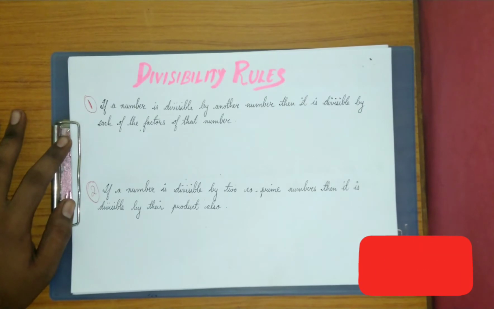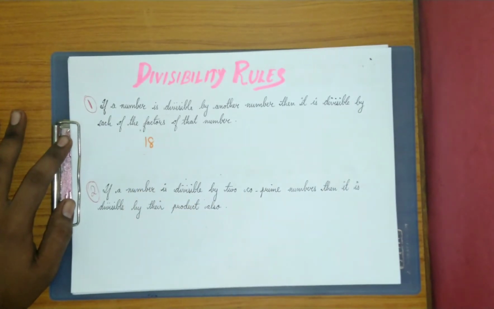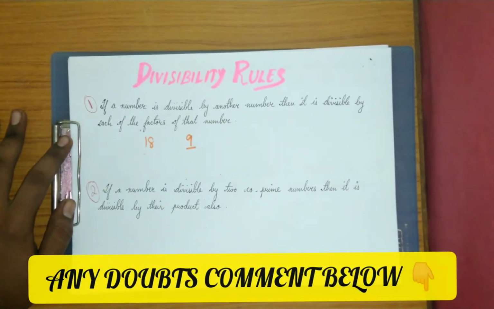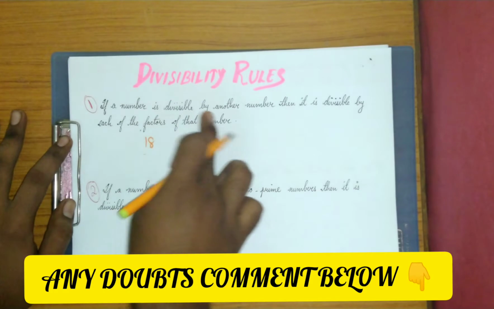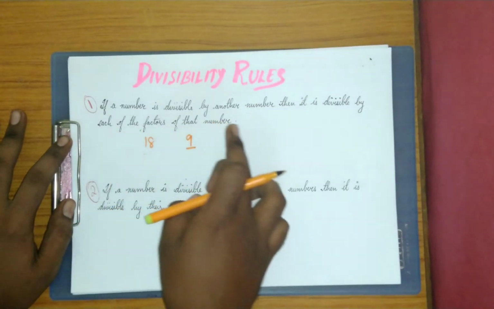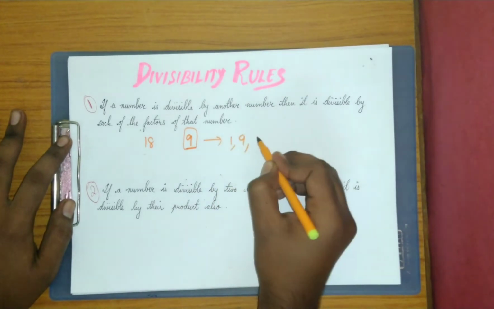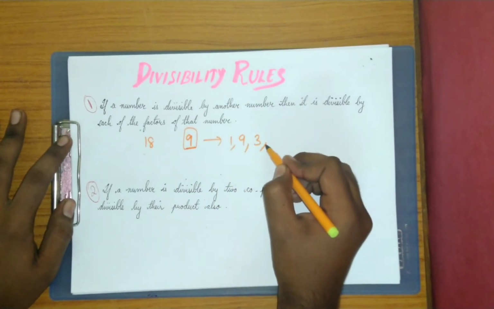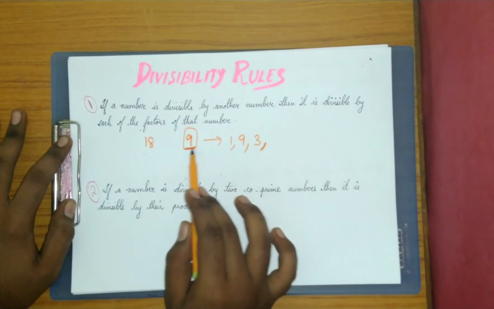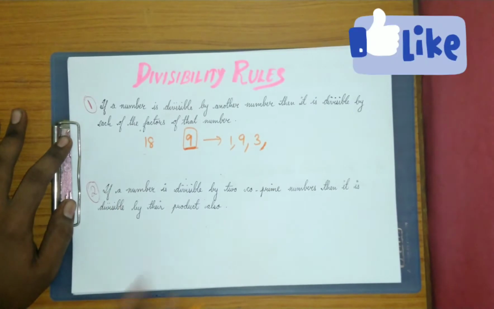So we'll take up one example. We'll take 18 as the number. 18 is divisible by 9, right? If a number is divisible by another number, that means 18 is divisible by 9, then it is divisible by each of the factors of that number. So how many factors does 9 have? 1, 3, and 9. These are the factors. This number 18 is divisible by these factors also.